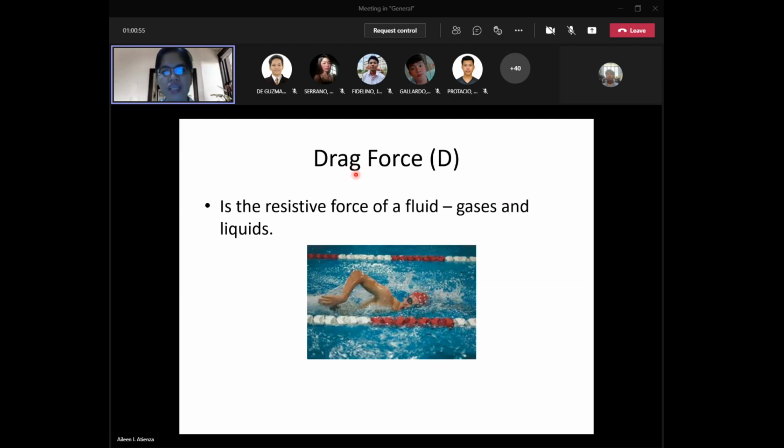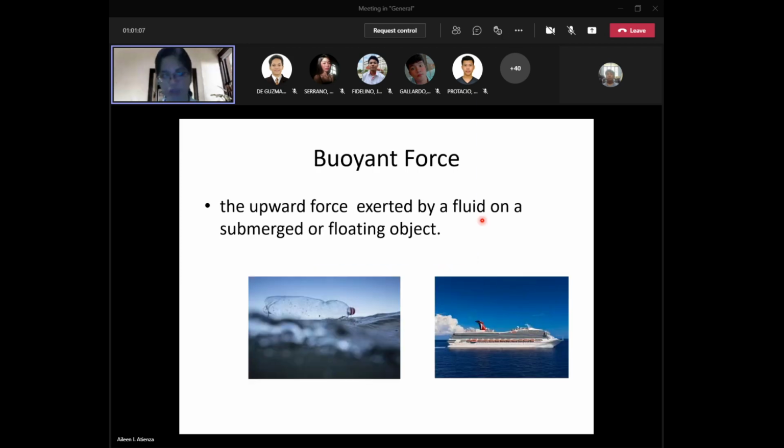Now, the drag force is a general term, wherein you have a resistive force in either gases or liquids. A good example of drag force is a buoyant force. Okay. So when we're talking about buoyant force, this is the upward force exerted by a fluid on a submerged or floating object. Okay.